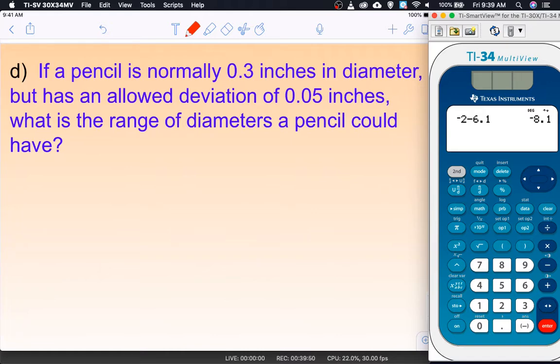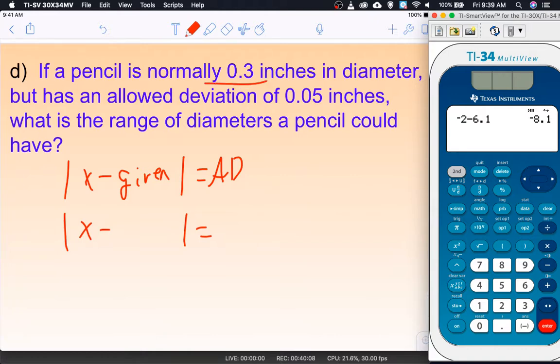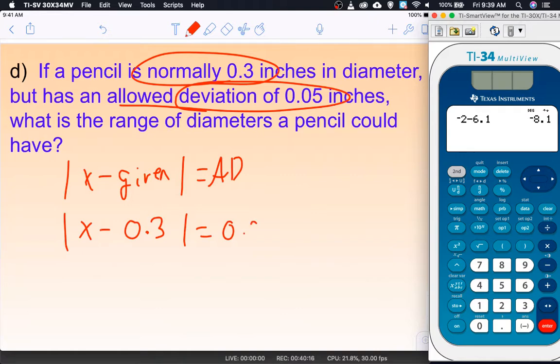Okay, so absolute value, x minus given, equals absolute deviation. That's our formula. So what is the given number? What is the normal number? What is the allowed number? Well, it's normally that. That's our given number, 0.3. And it has a deviation of 0.05. That's me plugging the numbers into the formula.